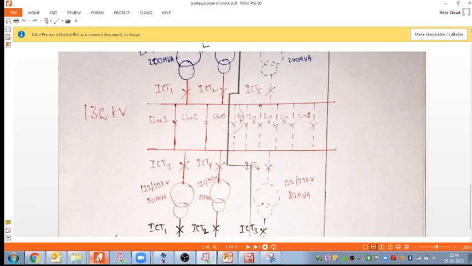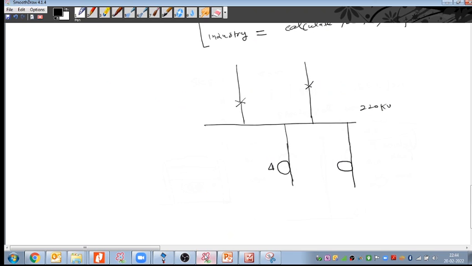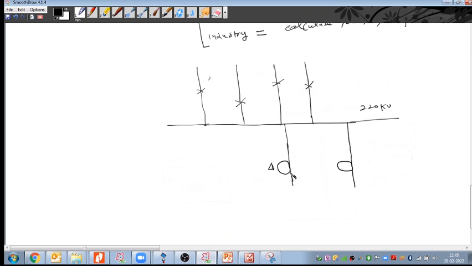So how many 220 kV bays? Line bay 4 number. Okay, so you correct this to 4 number right now. 4 number you draw here. Line bay, it is clear to everyone. So 1, 2, 3, 4. Right? Now it is correct. 2 number trafo bay, ICT bay 2 number. Then it is coming on the 132 kV side.